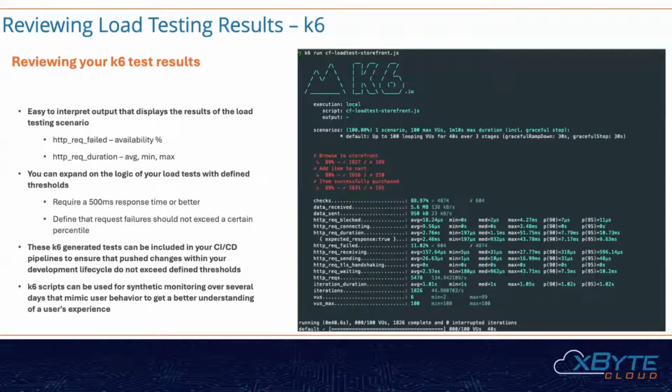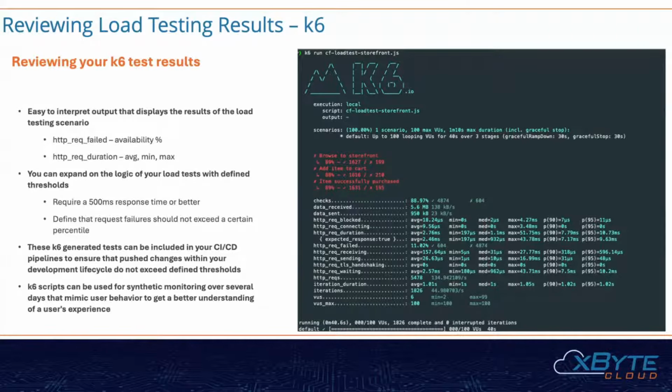You can expand on the logic of your load tests with defined thresholds. So you could have logic within the JavaScript that says, my KPI for this request is a 500 millisecond response time or better. If it's not, flag it. And then I can look at how many requests took over 500 milliseconds to load. You can define that request failures should not exceed a certain percentile. So if you reach some kind of sustained failure that violates one of your KPIs or metrics you're trying to achieve, that will be easily identifiable.